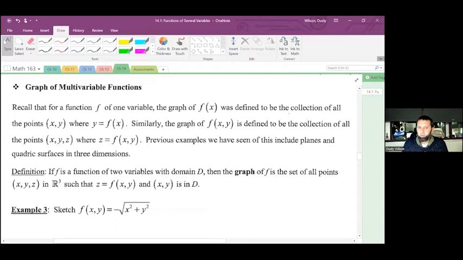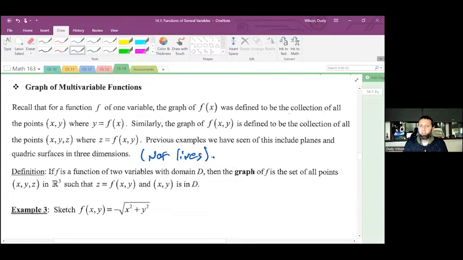Graph of multivariable functions. Recall that for a function f of one variable, the graph of f of x was defined to be the collection of all the points x, y, where y equaled f of x. Similarly, the graph of f of x, y is defined to be the collection of all the points x, y, z, where z equals f of x, y. Previous examples we've seen of this include planes and quadric surfaces in 3 dimensions. But notice this does not include lines. They're not lines because lines would be only a function of one variable. That parameter, oftentimes we use t. So planes, yes. Quadric surfaces, yes. Lines, no.